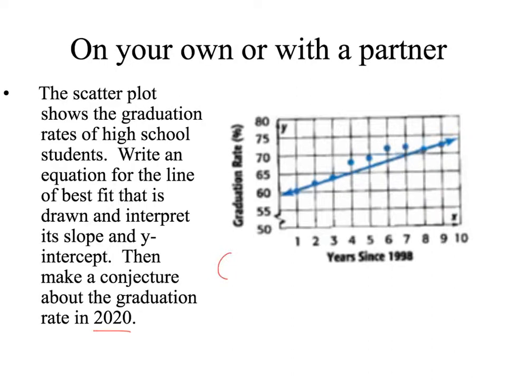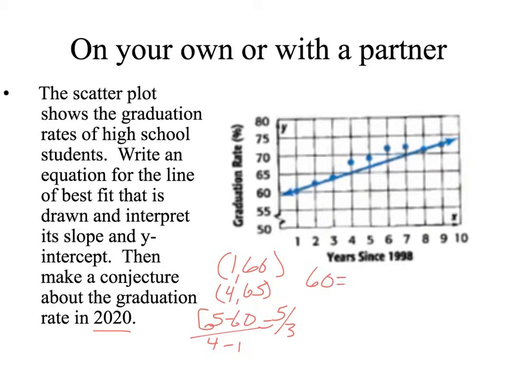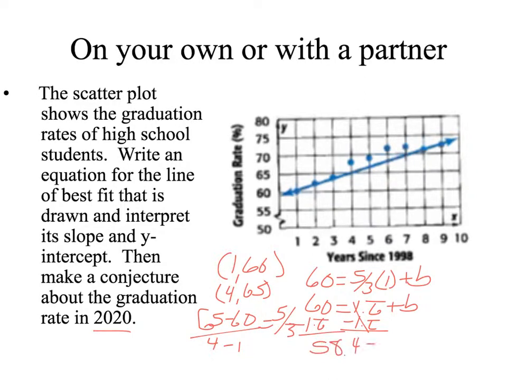So you're going to pick 2 points. I like 1, 60, and I also like 4, 65. So 65 minus 60 over 4 minus 1, that's 5/3. 60 equals 5/3 times 1 plus b. 60 equals 1.6 repeating plus b. Subtract 1.6 repeating from each side. And we end up with 58.4 equaling b. That looks about right where it's crossing. So y equals 5/3 x plus 58.4.